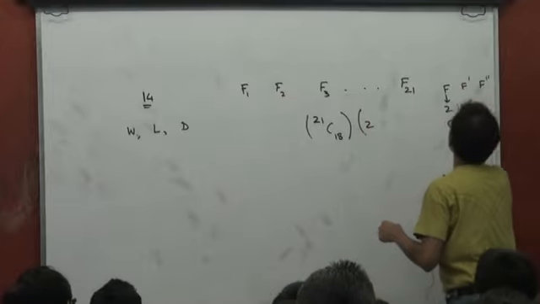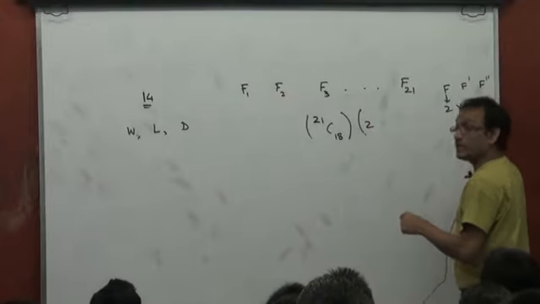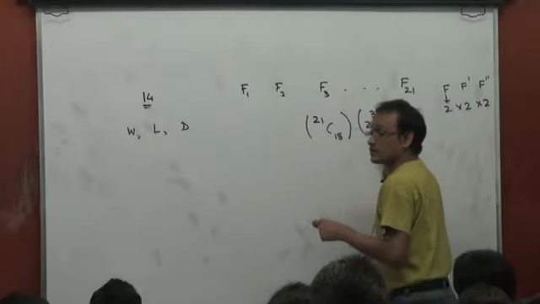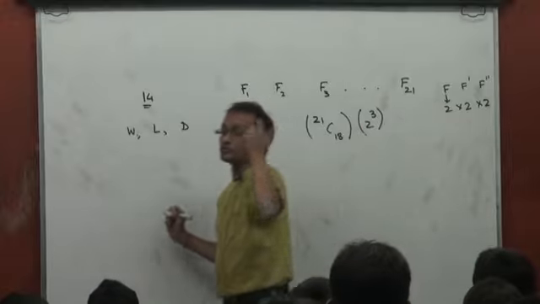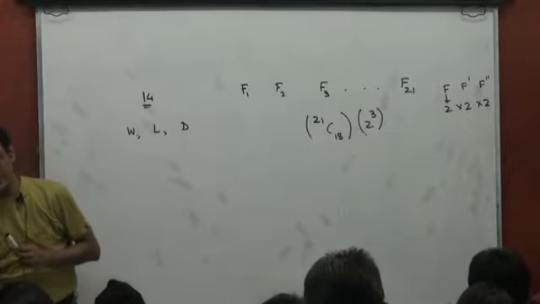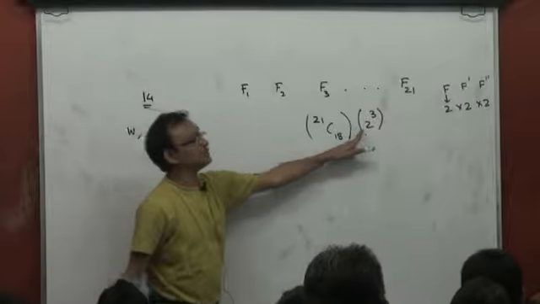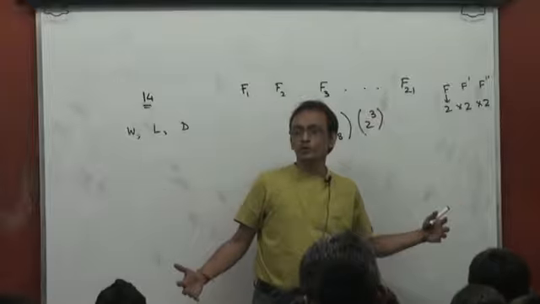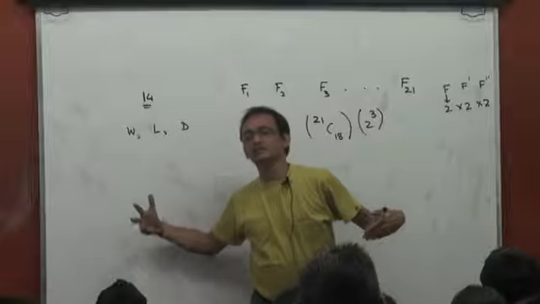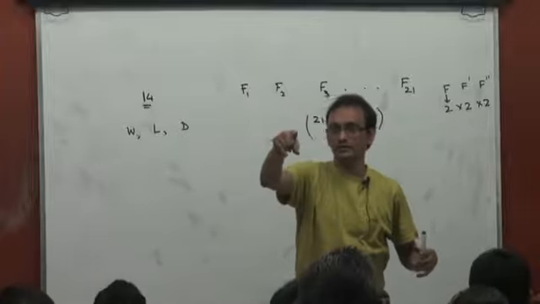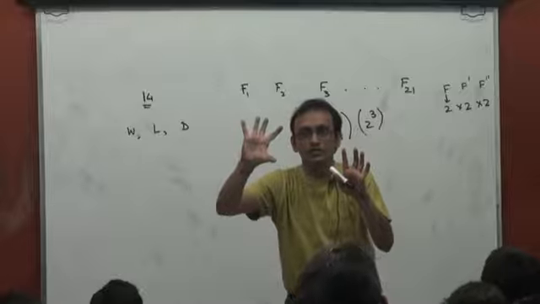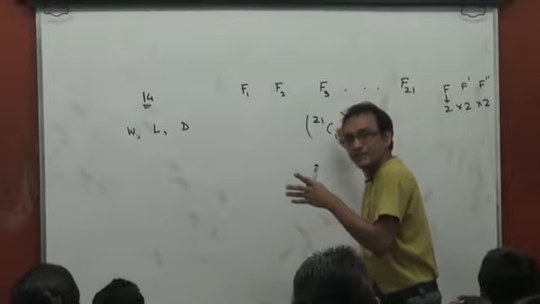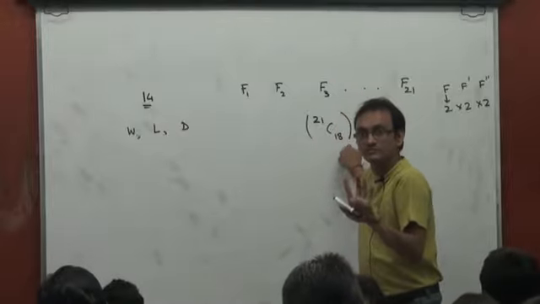So the incorrect forecast for this match can take place in 2 ways. The incorrect forecast for this match can take place in 2 ways. The incorrect forecast for this match can take place in 2 ways. So 2^3 ways in which the incorrect forecast could be carried out for the remaining 3 matches. So 21C18 into 2^3. That's the number of ways in which 18 correct forecasts could be made.